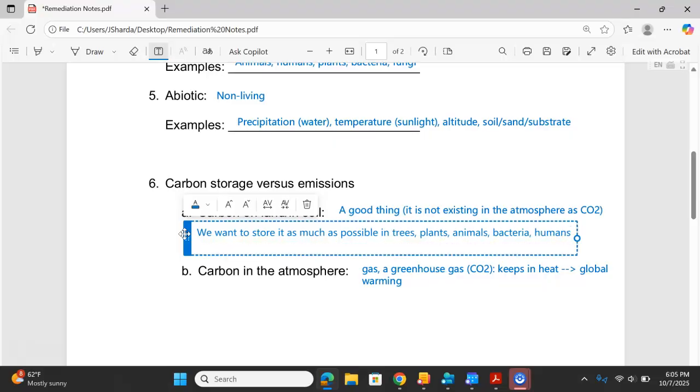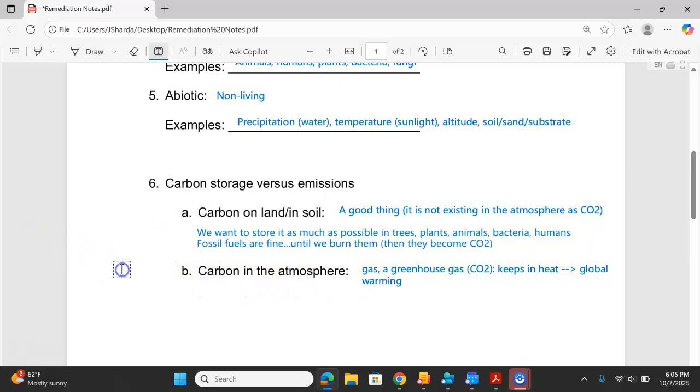Okay. Fossil fuels are fine until we burn them, right? Until we combust them, then they become CO2. Okay. So we want to avoid as much as possible having carbon dioxide in the atmosphere. We have excessive amounts of this gas in the atmosphere right now.